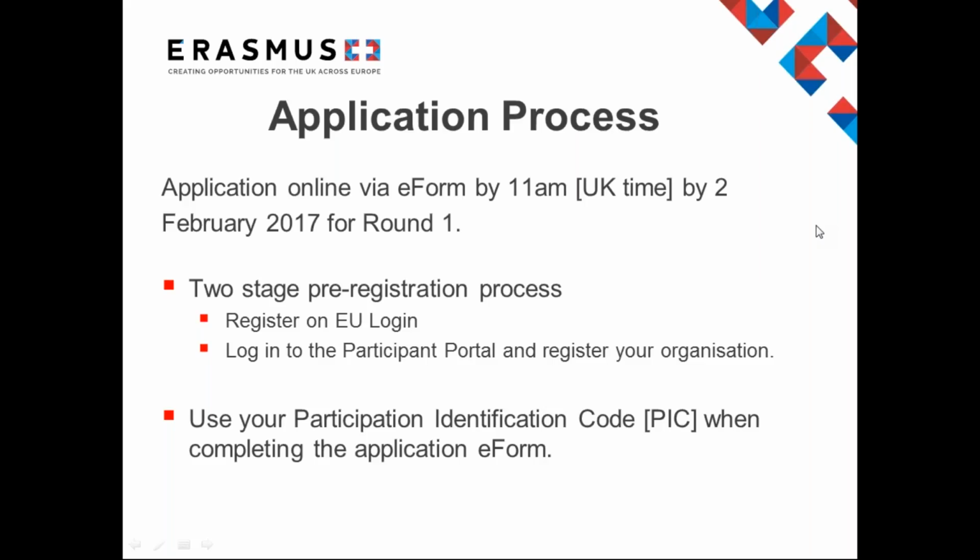It's worth pointing out, before you start to complete the application form, your organisation will need to register on our EU login system, and you will need to obtain a participation identification code, known as a PIC number. All organisations that apply for Erasmus Plus funding must first register with the European Commission portal. And you will receive a unique 9-digit number, and this number is directly linked to the information that you register on the portal and enables you to enter all your organisation's details automatically into the application form. So please check that your organisation has registered before you start to complete the application form.